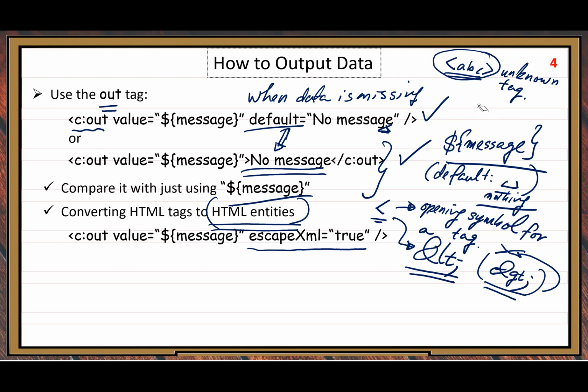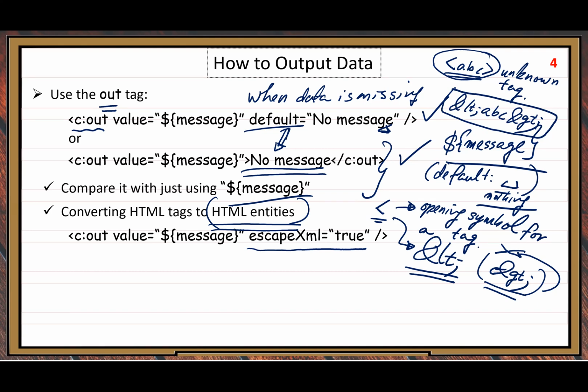You need to type an HTML entity. So ampersand LT semicolon ABC ampersand GT semicolon. When you type this string, you will see <ABC>. All right. So that's the difference. You want to see less than and greater than literally.